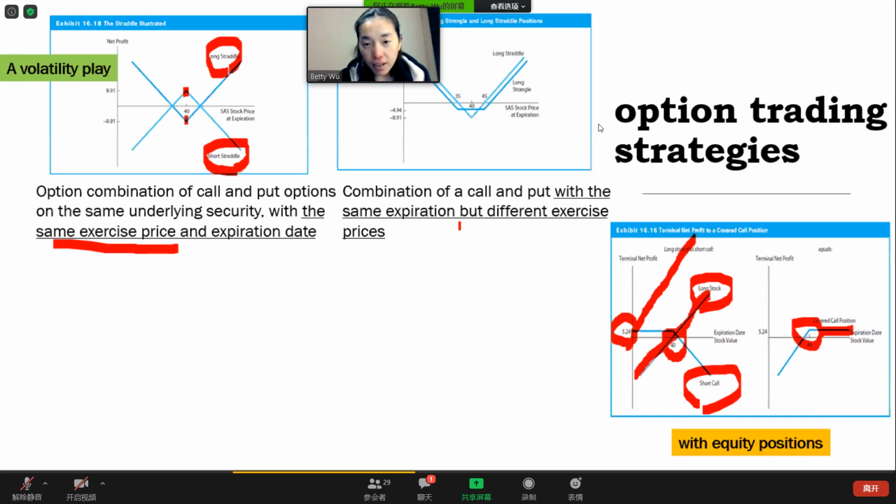If both options have different exercise prices, then you wouldn't see a tipping point. You will see a flat bottom. In this case, it's 35 or 45, and both options are out-of-the-money options. What's the benefit of having out-of-the-money options?